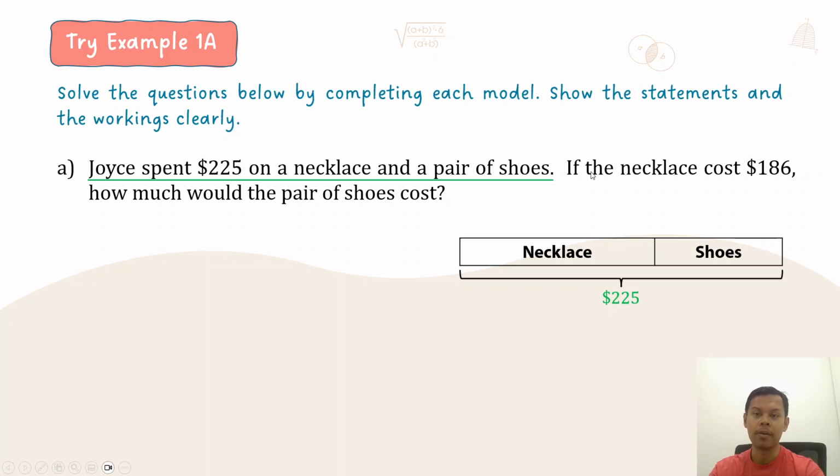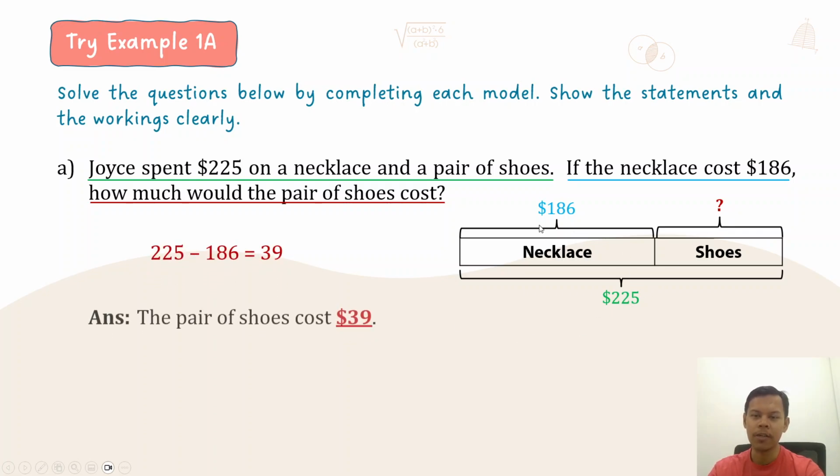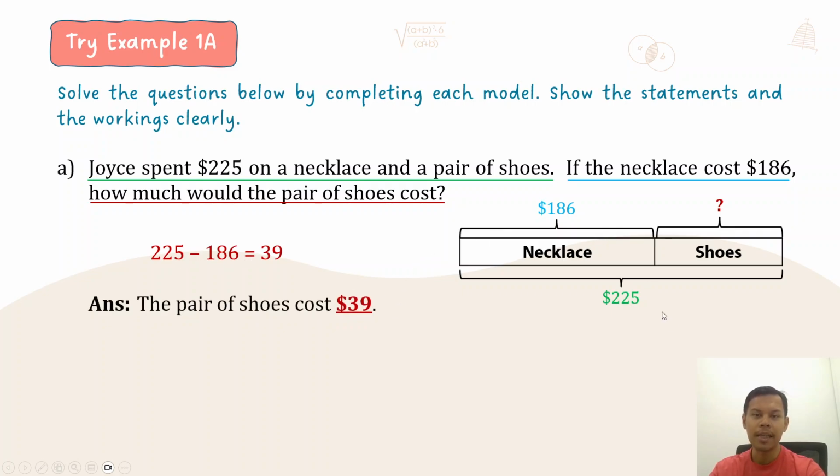Okay, but the second sentence already stated that the necklace costs 186, so let's label it here on our model drawing. So 186 is here. The question asks us, how much would the pair of shoes cost? So for this one, we need to draw the question mark. So what do we need to do? Yes, exactly. We just need to minus. 225 minus 186 is equal to $39. That's the answer for this question.